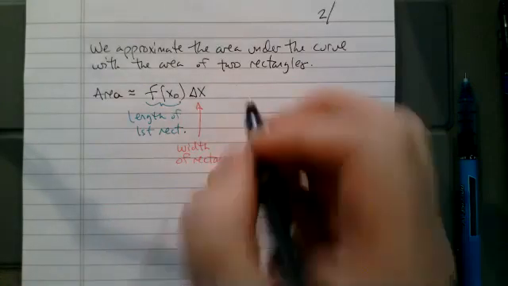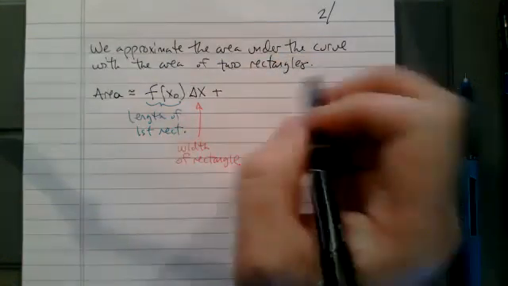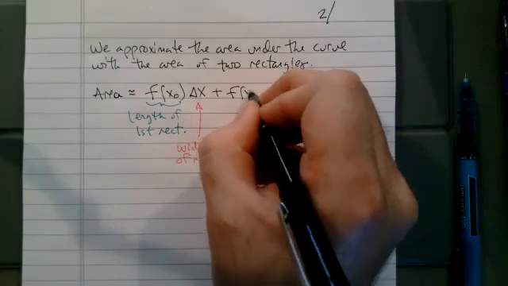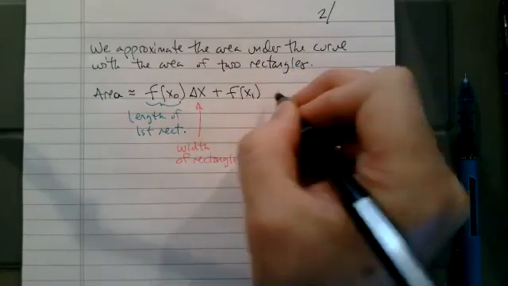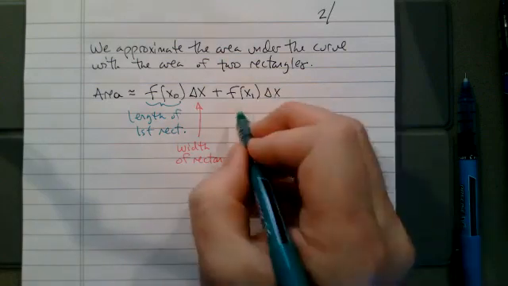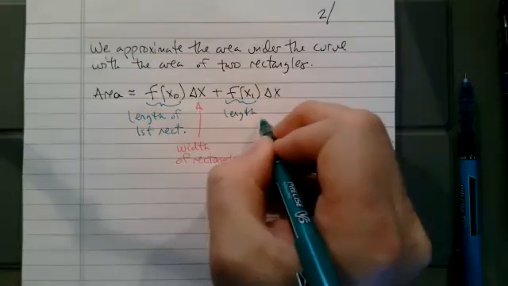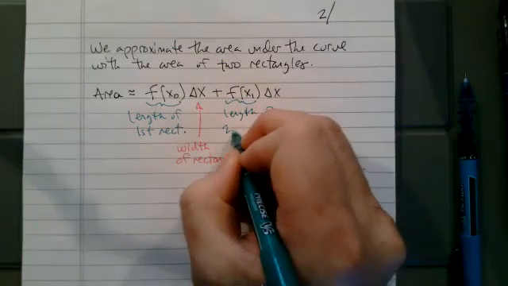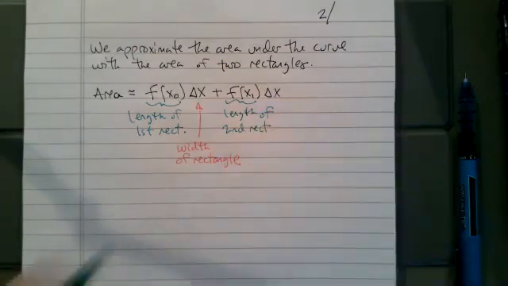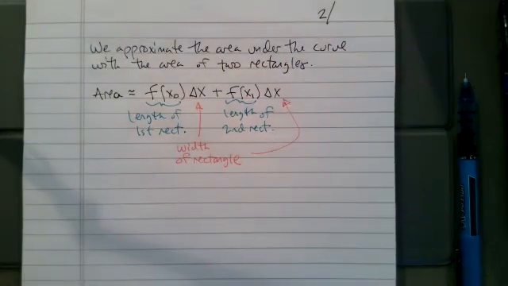And then we just add the second one. To get the length of the second rectangle, I just evaluated the function at some point, and I multiplied by the width of that rectangle. So this f at x1 is the length of the second rectangle. And delta x is still the width of the rectangle.